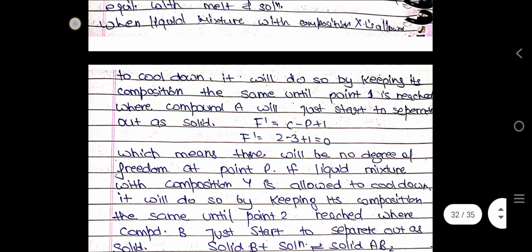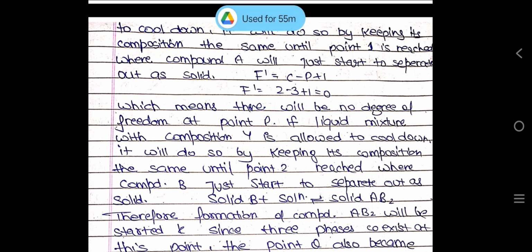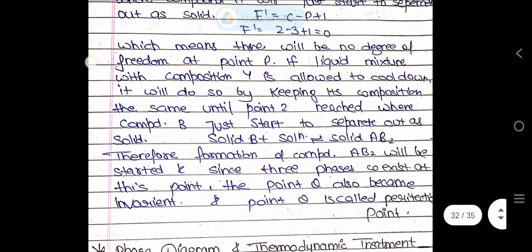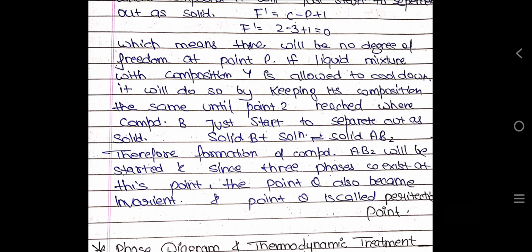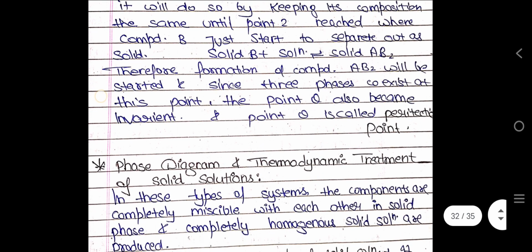Curves OP, SQ and QP. When compound B is added to component A, its freezing point decreases regularly along OP. In other words, OP is the fusion curve of compound A, along which solid A is in equilibrium with the melt or solution. The line SQ is the fusion curve of compound B, along which solid B is in equilibrium with the melt. QP is the fusion curve of compound AB2, along which solid AB2 is in equilibrium with the melt or solution.